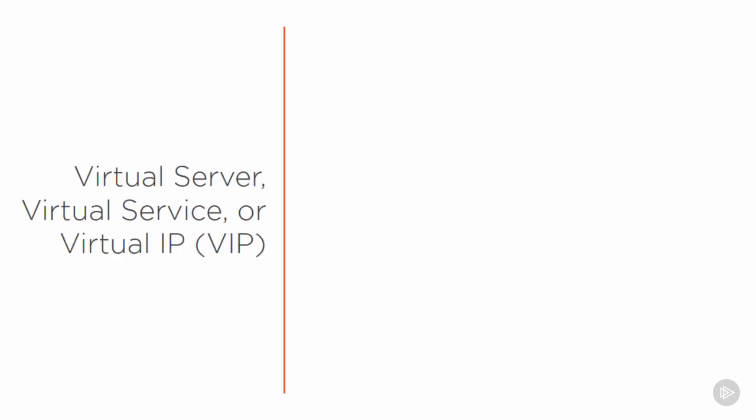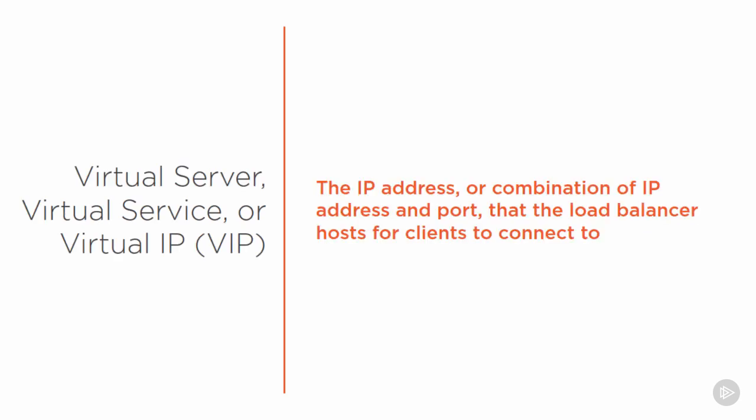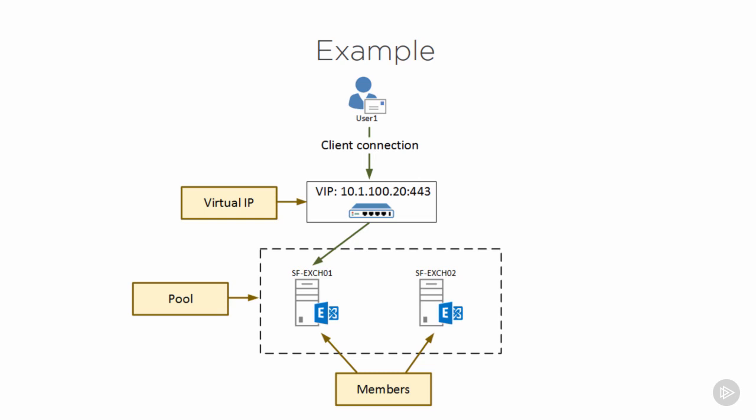Each of our Exchange 2016 servers that will be receiving traffic from the load balancer is a member of the pool or the farm. A virtual server or virtual service or even a virtual IP is the IP address, or sometimes the combination of an IP address and a port that the load balancer hosts for clients to connect to. And here's a really simple example. We have a user that is making a client connection to a virtual IP that is hosted by a load balancer, and that load balancer has a pool of 2 servers, and it chooses to load balance or distribute that particular client's traffic to one of those members.